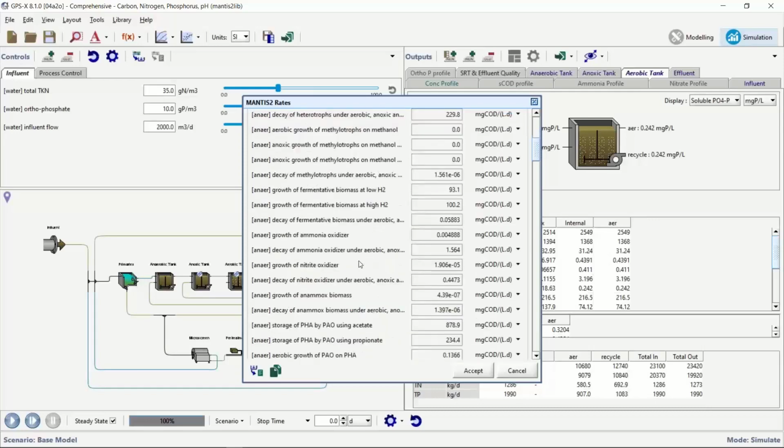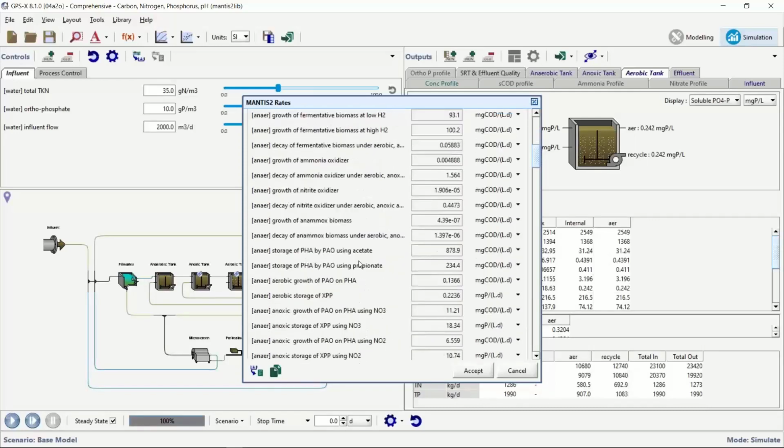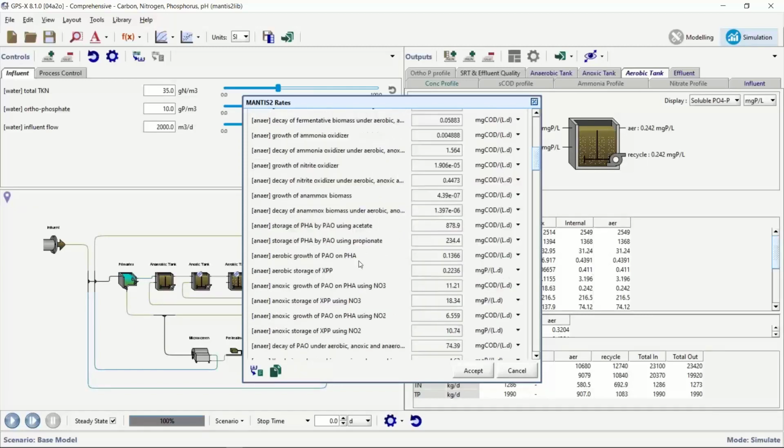So if we slide down here, past the AOBs and NOBs, which aren't doing anything in this tank, then here we go, storage of PHA by our BioP bugs using acetate and using propionate. Here's where that storage of the PHA is going on.